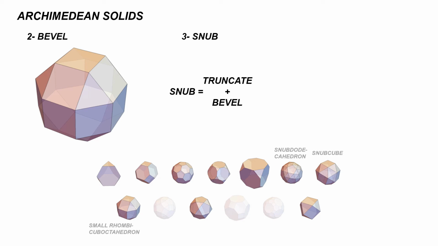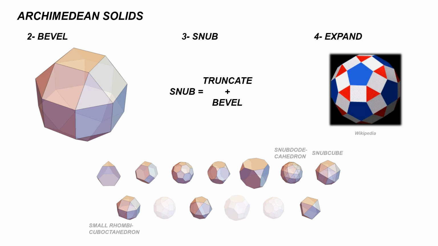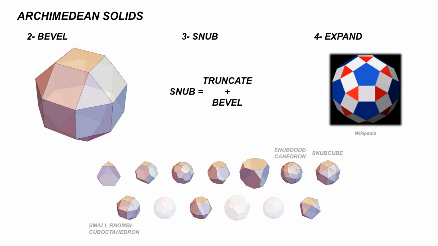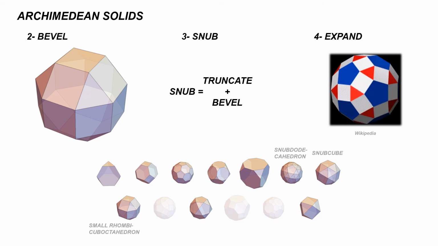The last operation required to obtain the remaining three Archimedean solids is expansion, seen in this animation, a radial translation of all faces of a dodecahedron in blue or an icosahedron in red, while preserving the shape and area of faces produces a small rhombic quasi-dodecahedron. This is because icosahedron and dodecahedron are dual Platonic solids as we have covered previously.